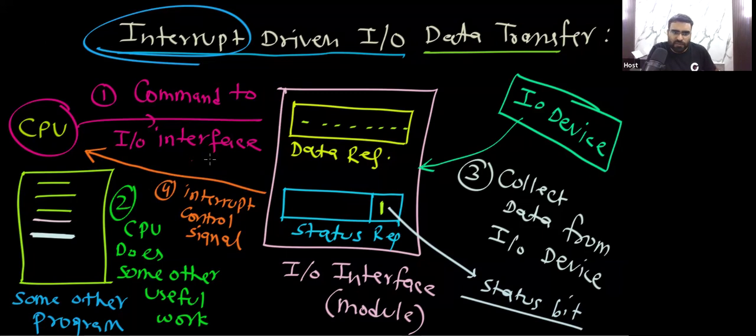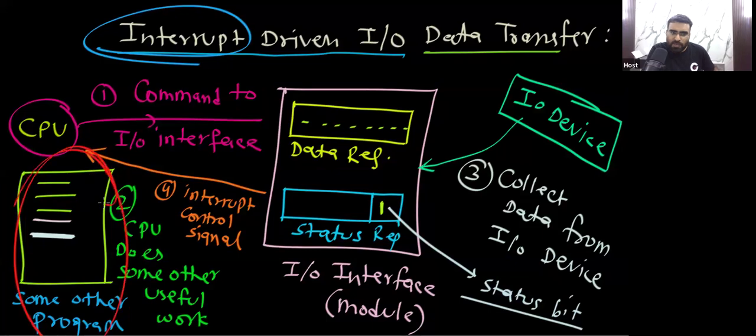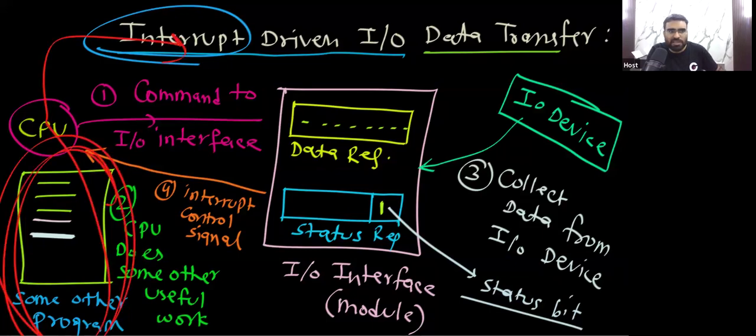Now the fifth thing: the CPU will save the work. Yes or no? This program that the CPU is executing, the CPU will save this work, because we do not want to destroy this work. So the CPU will save this work.